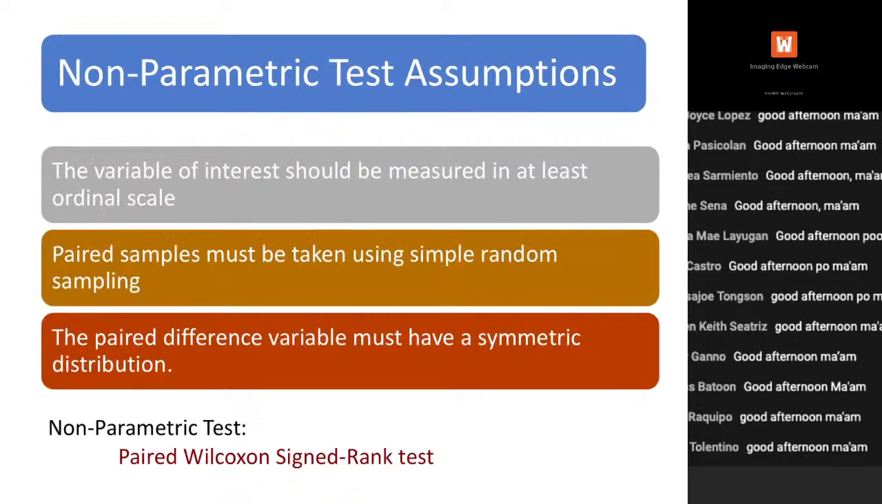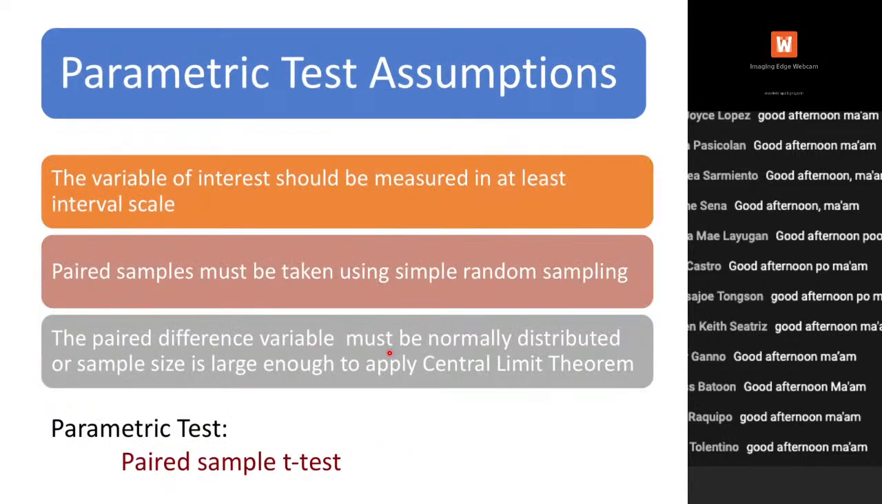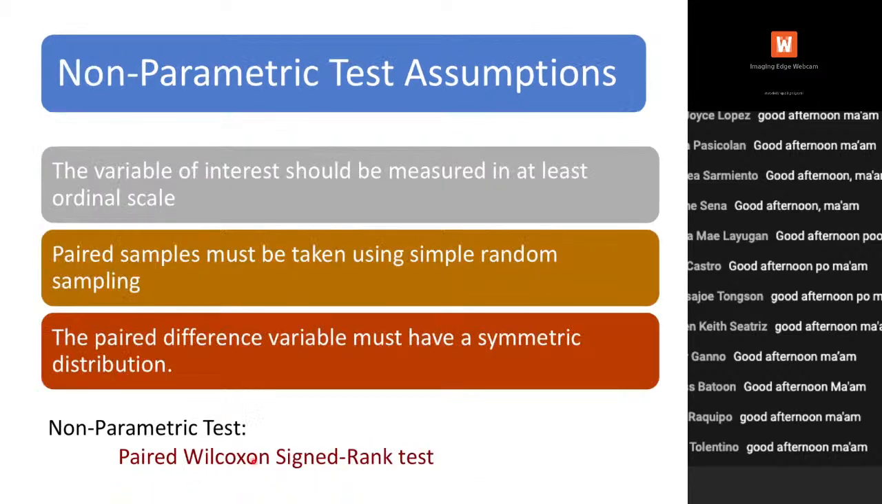Now, what about the non-parametric tests for comparison of two means from related samples? The variable of interest should be at least in the ordinal scale. Paired samples must be taken using random sampling. Lagi ito. Take note that number 2 is always part of the assumptions. The number 3, the paired difference variable must have symmetric distribution. I think I discussed this a while ago already, so no need to discuss further symmetric distribution. Ang difference lang dito, the paired difference must be normally distributed in order for you to make use of parametric tests. But paired Wilcoxon test requires that the paired difference variable have a symmetric distribution. So that's the difference.